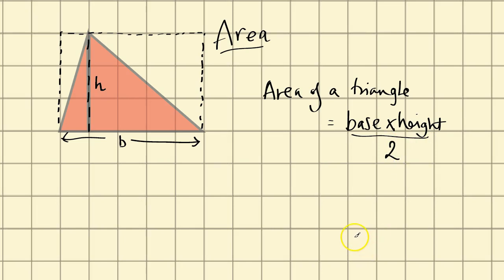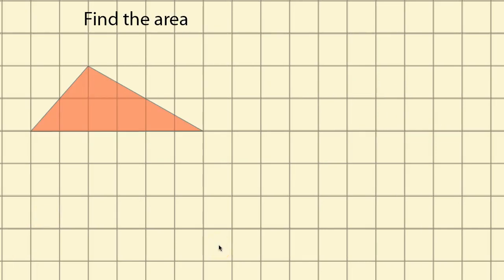So, hopefully that's helped to jog your memory. I'm going to give you a few questions to try to practice this skill. So get yourself a pen and paper, and be ready to pause the video when I get onto the examples. Okay, so here's your first question. Find the area of this triangle. Grab yourself a piece of paper, pause the video, have a go.